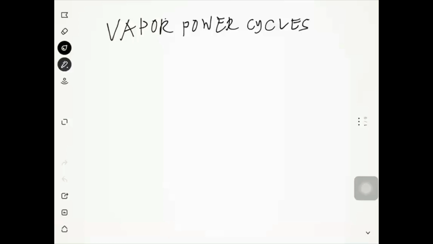Steam power plants are commonly referred to as coal plants, nuclear plants, and natural gas plants, depending on the type of fuel used to supply heat to the steam. However, the steam goes through the same basic cycle in all of them. Therefore, all can be analyzed in the same manner.